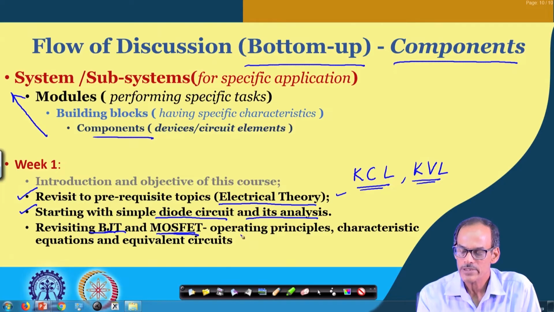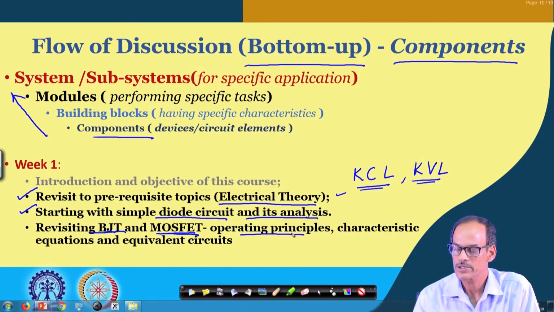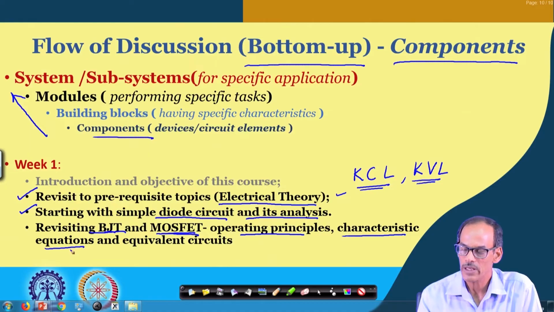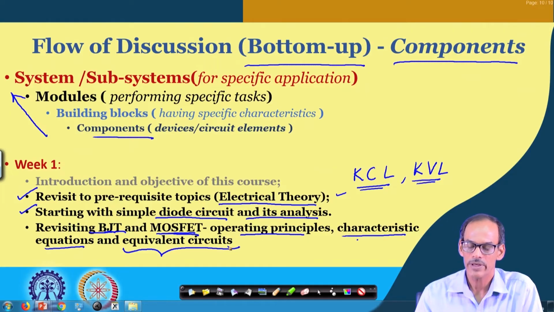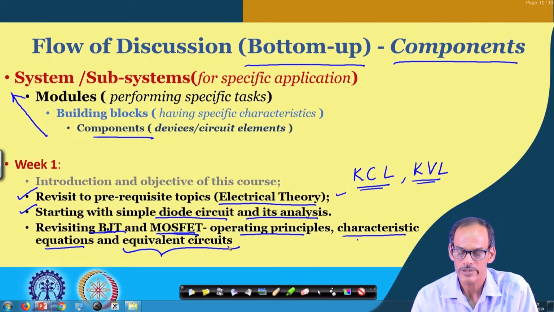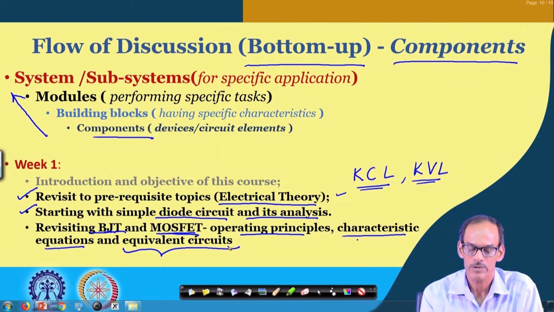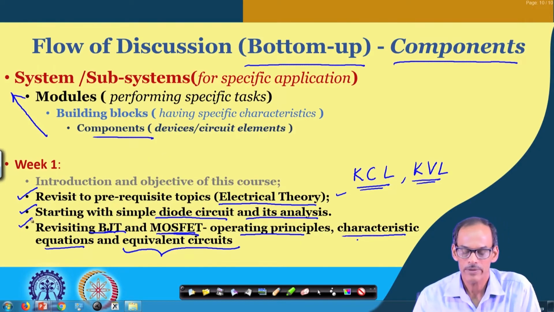We may touch a little bit on their operating principle, and then we will go towards the characteristic equation of each of these devices, and how we represent those characteristic equations in the form of an equivalent linearized circuit, called the equivalent circuit of the BJT and MOS transistors. So, that is the plan for the first week.